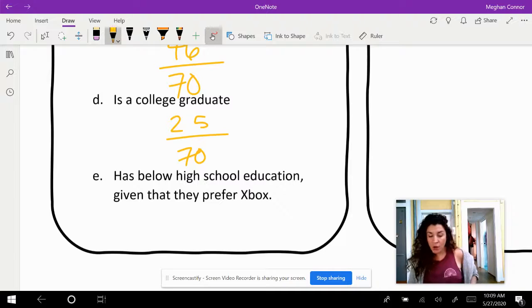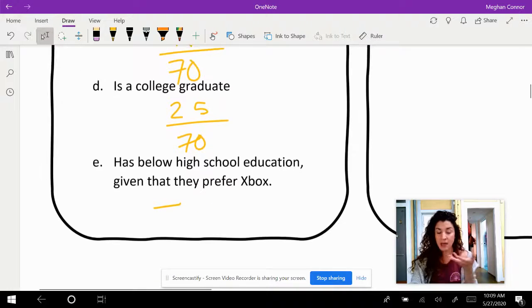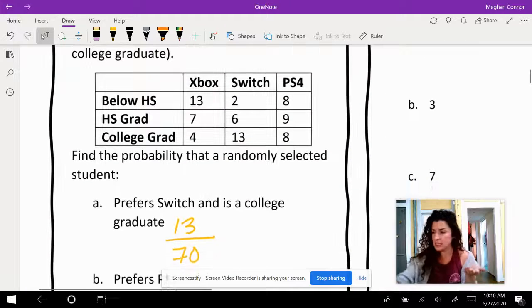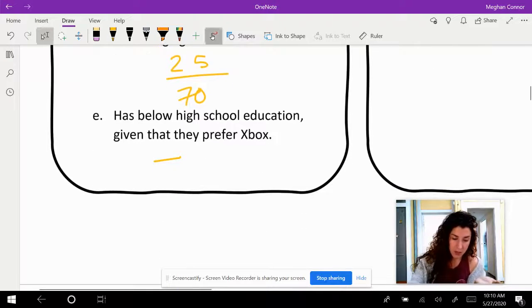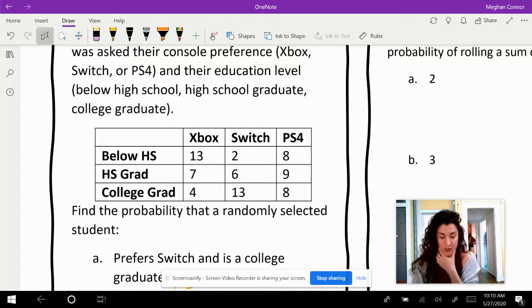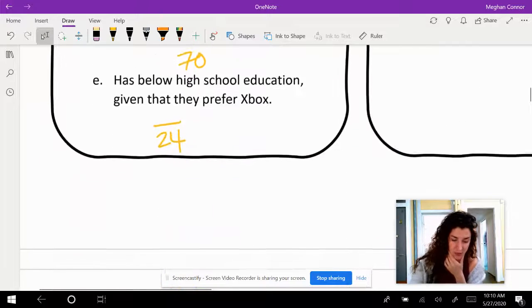Here it says, has below a high school education given that they prefer Xbox. So we're only looking at the Xbox people, and out of those Xbox people, what is the probability that they have below a high school education? Now the total in the denominator will not be 70. It will be the number of people who prefer Xbox, which we just tallied up to be 24. So given 24 people who prefer the Xbox, what's the probability that they have below a high school education? That is 13 out of 24.